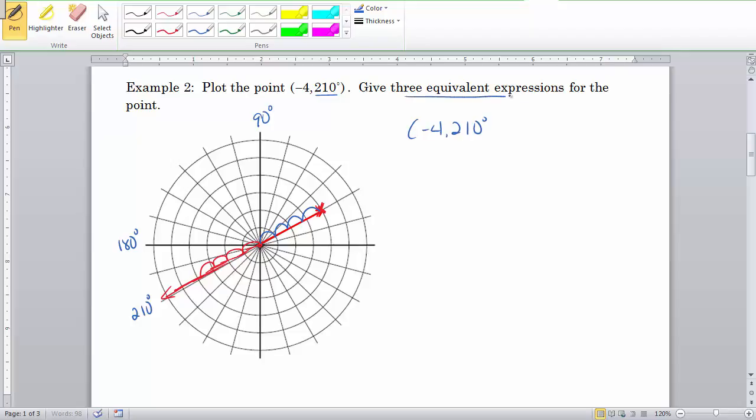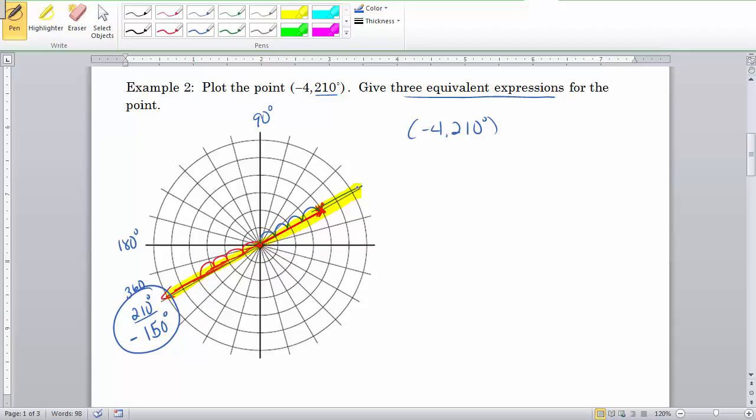So again, I want 3 equivalent expressions. What I would want you to do is go ahead and label that line. Label the endpoints with your angle. So you know that's 210. What's the negative angle? Think about 360 subtracting, and that's -150 degrees. So that's those 2 angles.